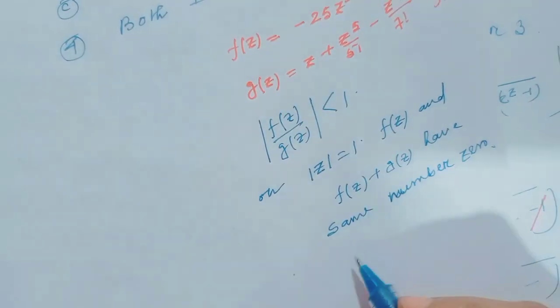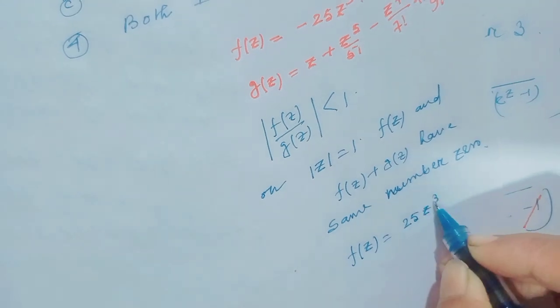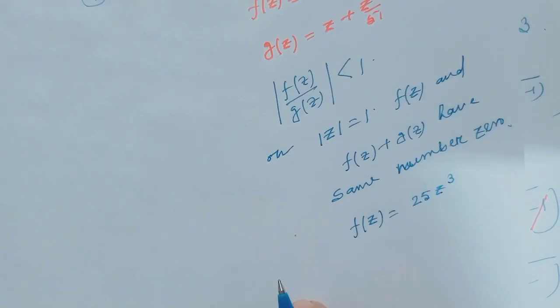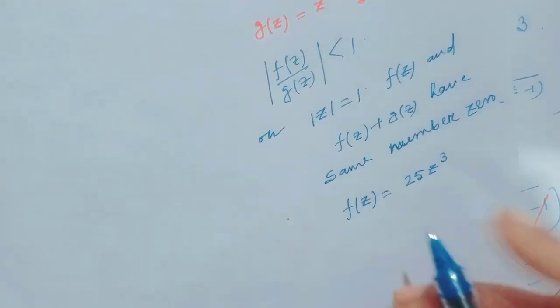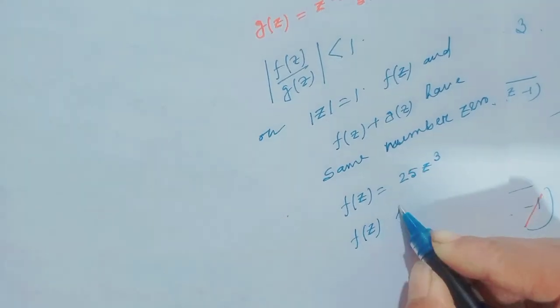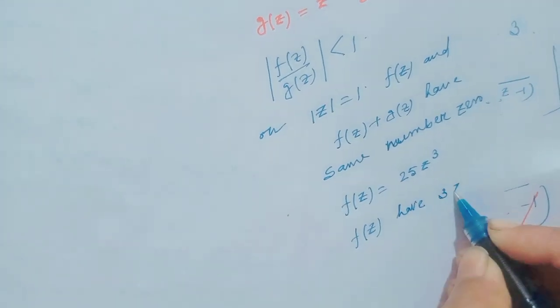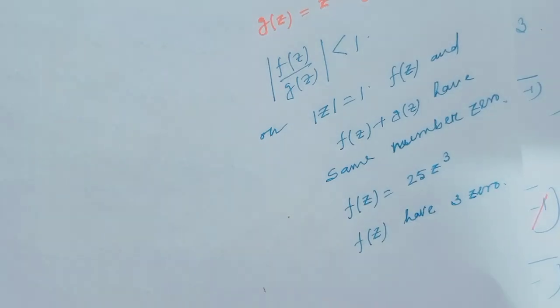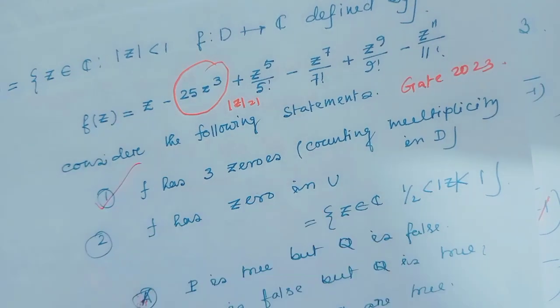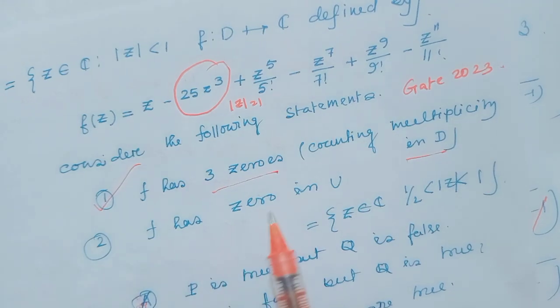Since f(z) equals 25z cube, f(z) has three zeros. Therefore, option 1 is a right option. In D, f has 3 zeros. Next, f has 0 zeros in U.